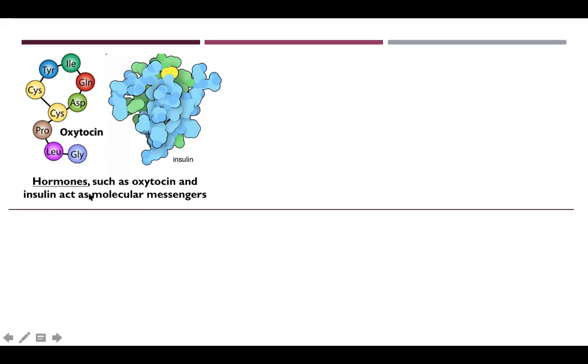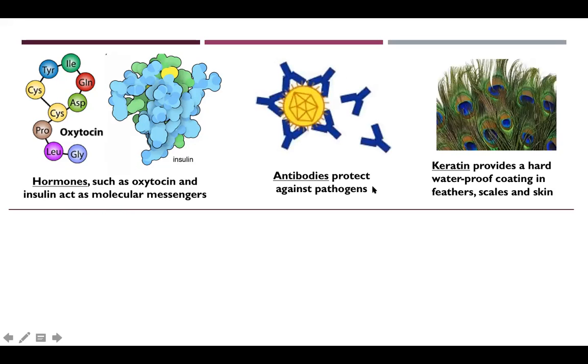Also, insulin is another example of a protein. They act as molecular messengers. The last two, antibodies, they protect us against pathogens, and keratin provides a hard waterproof coating in feathers, scales, and skin.